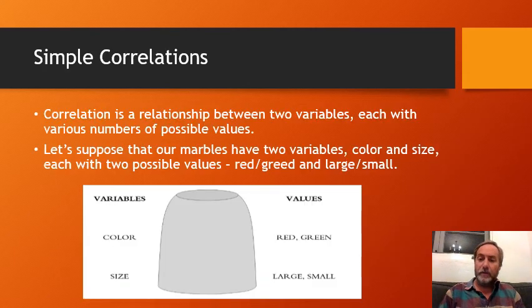All right, more terminology: correlations. A correlation is a relationship between two variables, and each of those has various possible values. Let's suppose that our marbles have two variables, color and size. Each of those variables has two possible values: red and green for color, large and small for size. So hopefully fairly simple, straightforward so far.